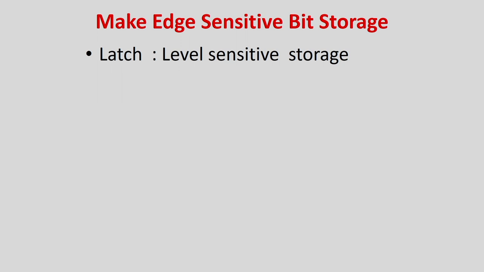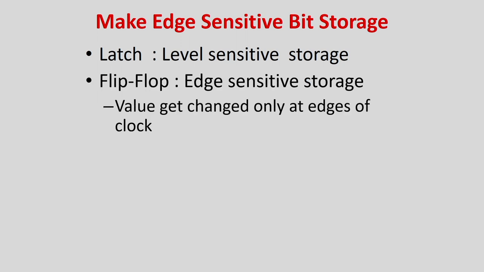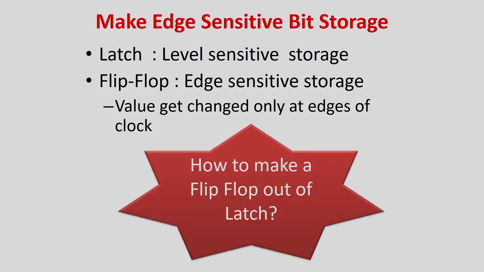A latch by default is level sensitive, and we want to make a flip flop. That is actually an edge sensitive storage, where the value changes only at the edge of the clock. Instead of level sensitive, let us make it edge sensitive. And how can we make it? There should be some way to make a flip flop out of a latch.